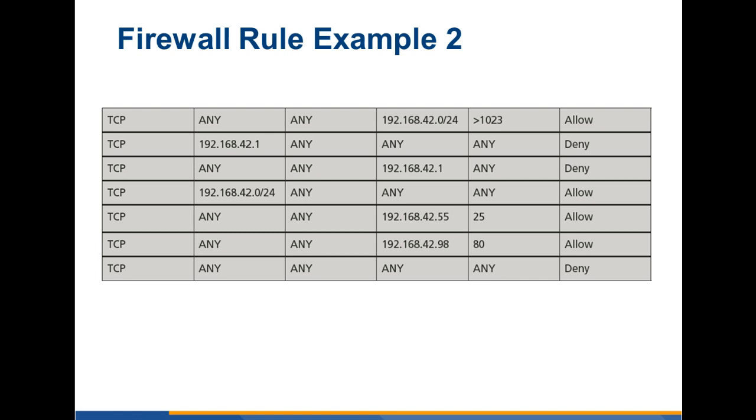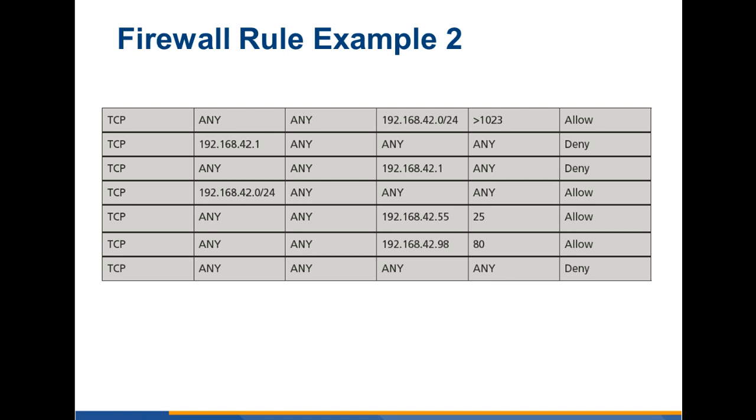We want to prevent the third one, to prevent the external host from directly accessing the firewall. So any source IP address, any source port hitting on the target of 192.168.42.1, which is the firewall, we want to deny. We want to allow internal hosts, again those located in subnet /24 on any port, to access any external resource on any external port, so we allow that.